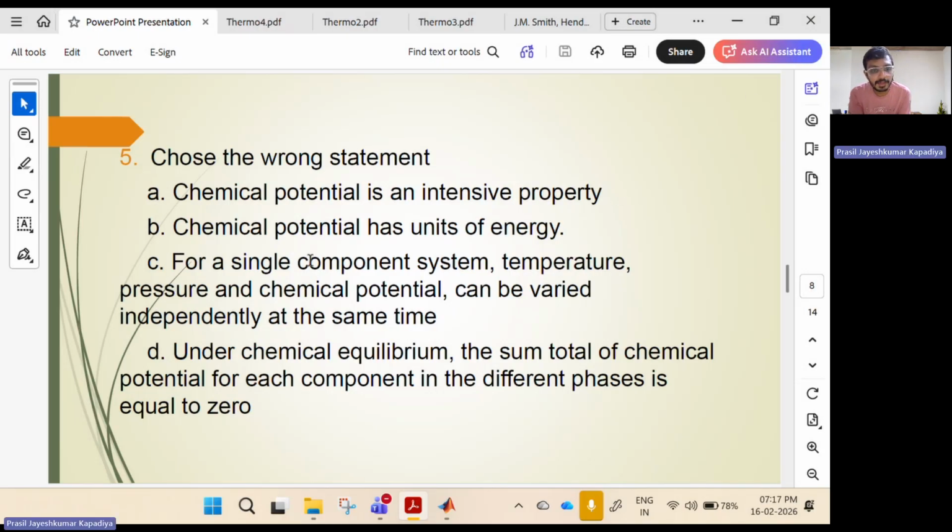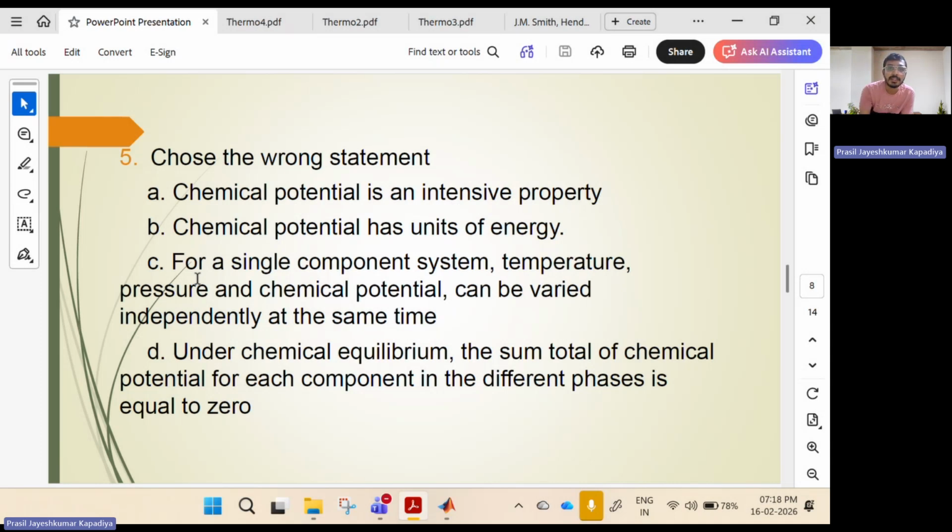Now second, chemical potential has units of energy. Correct? It was del G by del Ni. So it has units of energy, let's say Gibbs free energy.